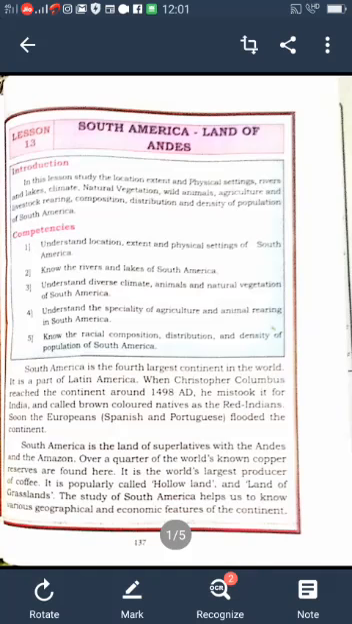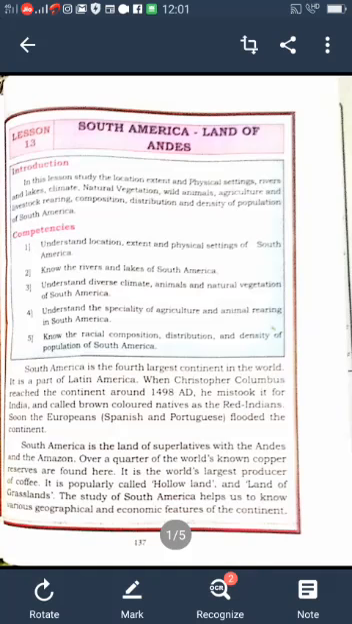Understand the diverse climate, animals and natural vegetation of South America. And also we learn about the speciality of agriculture, what type of agriculture is followed by the South American people, and also animal rearing, which animals they rear in South America, and also the racial composition, distribution, and density of population of South America. These are all the competencies we learn in this lesson.